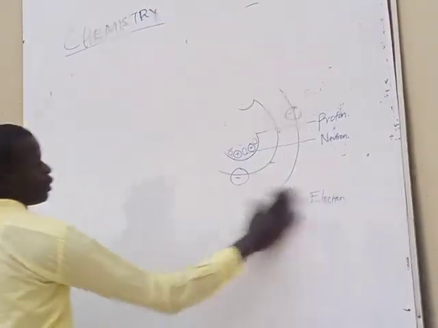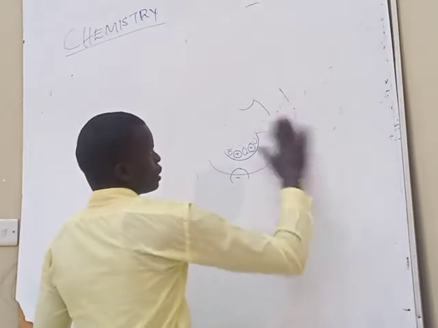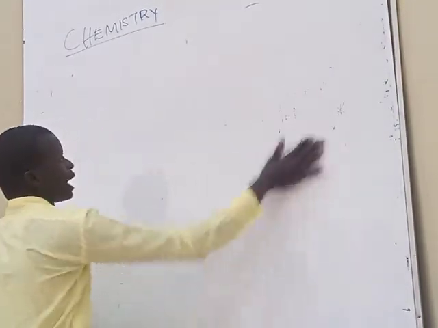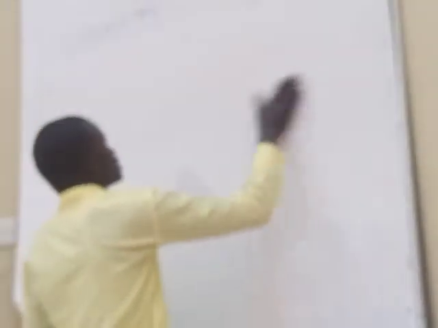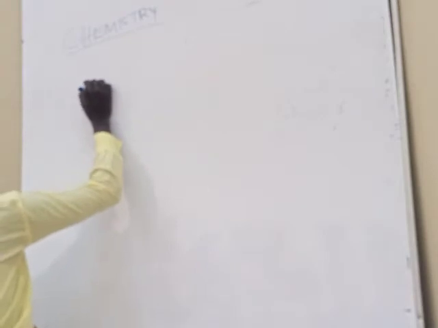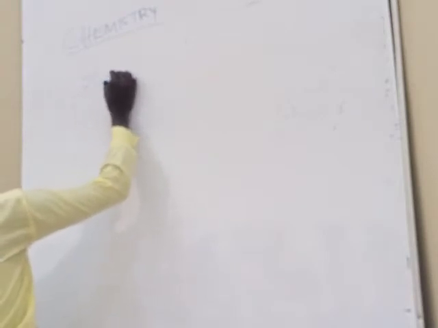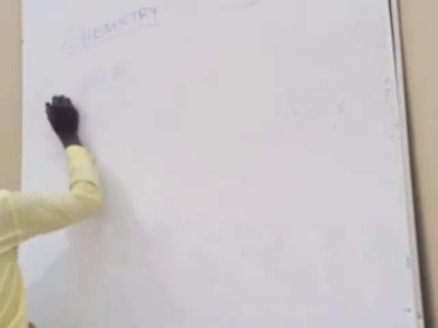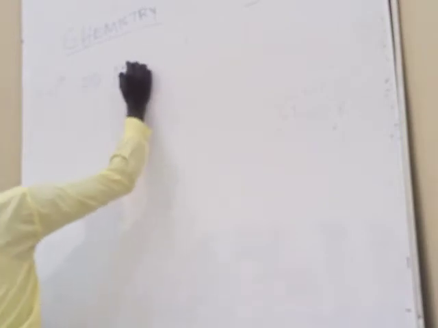Remember, we are only dealing with the structure of an atom. Now, the structure of an atom, we have different elements that we have to create their structures. Now, we have to first discuss the first 20 elements.